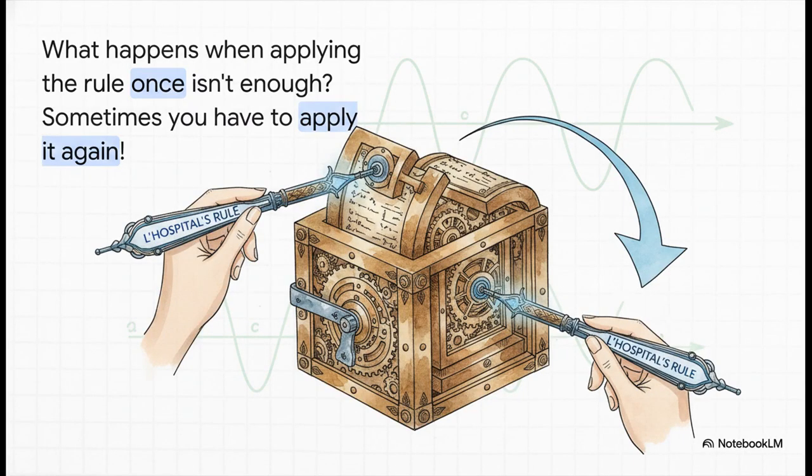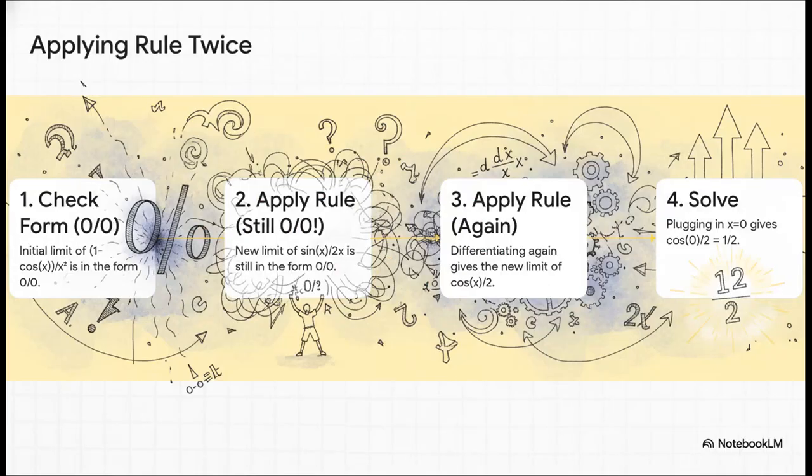Okay, let's level up a bit. What happens if you apply the rule once and you just get another indeterminate form? Let's check out an example where we have to use it twice. So let's look at this limit, 1 minus cosine of x all over x squared as x goes to 0. Plug in 0, and sure enough, you get 0 over 0. Great, let's apply the rule.